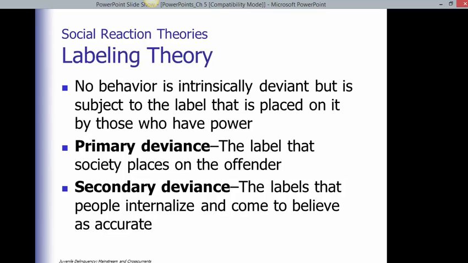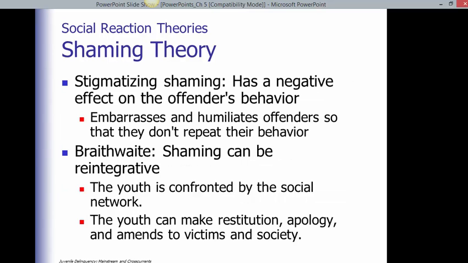Labeling theory. No behavior is intrinsically deviant, but is subject to the label that is placed on it by those who have power. Primary deviancy is the label that society places on the offender, and secondary deviancy is the label that people internalize and come to believe as accurate.